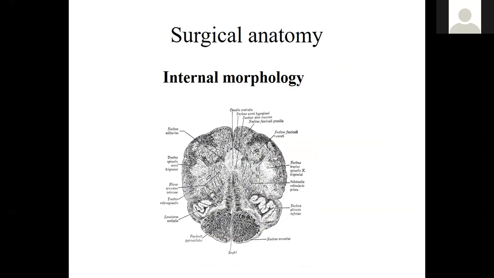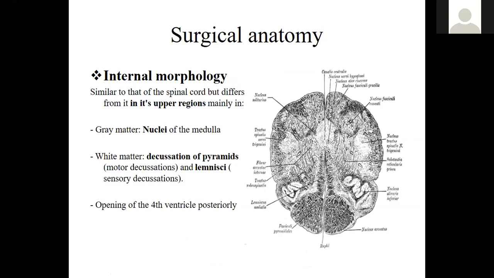of particularities to consider. So internally, similar to the structure of the spinal cord, the medulla oblongata has gray matter and white matter, like the parts of the brain stem. But it has a certain number of structures that are similar to those of the spinal cord, and other structures that are different from those of the spinal cord. It differs from the spinal cord first in the gray matter, in that it has a certain number of nuclei that are specific to the medulla oblongata that are not present in the spinal cord.